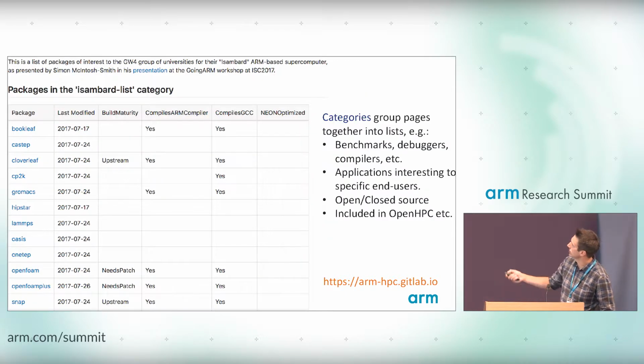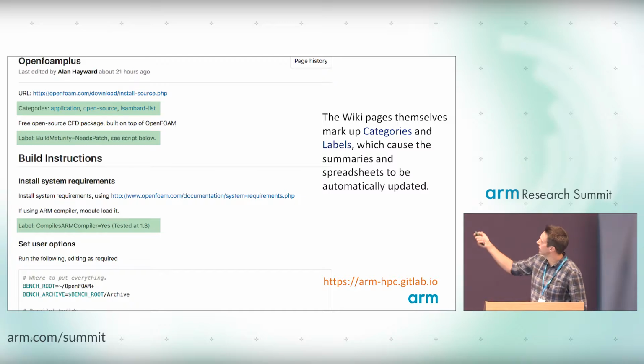So you see there's a list. You can categorize things. This is actually a category of all of the GW4 Isambard key applications. So you can filter and search by various criteria, see what they are, see if they're known to require patches, see if they are known to build on the ARM compiler and GCC or not, and so on. And then for each package, we'll call out various categorizations and labels.